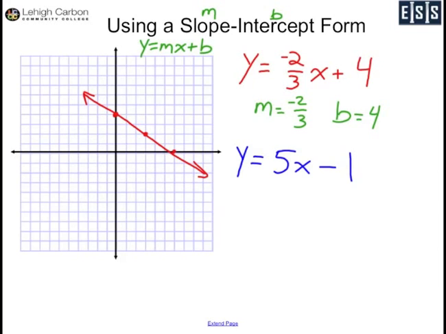Our second example here is y equals 5x minus 1. My slope is 5. My b is negative 1. Since b is negative 1, my y-intercept is negative 1. I go to negative 1 on my y-axis. Now my slope is 5. That's really the same as saying 5 over 1. So I'm going to rise 5, run 1. Do the same thing again. Rise 5, run 1. Then I'm going to take my points and play connect the dots.